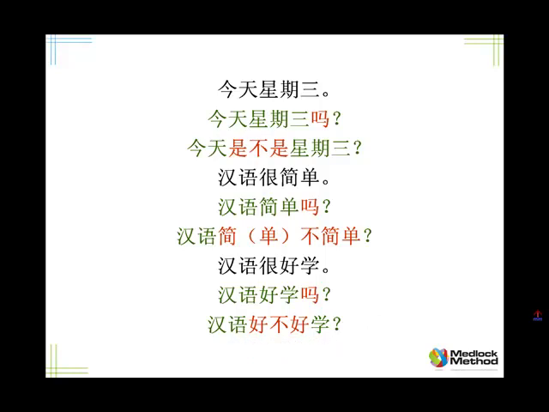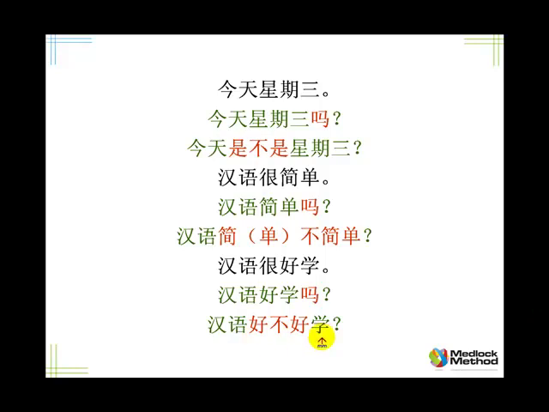Now, the difference between ma and the positive negative, I mean, do people say one more than the other? Or is it equally? It's just a different way of saying it. That's right. So it's equally important to learn both and use both. That's right.